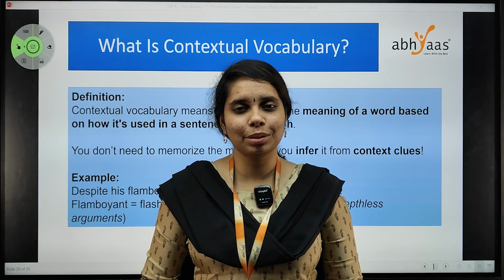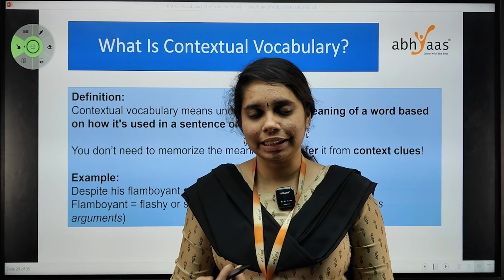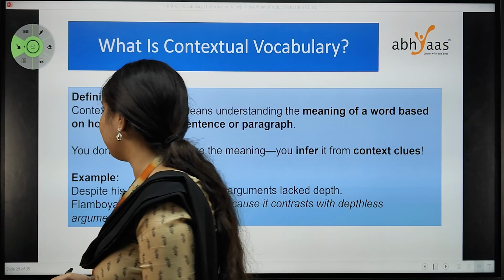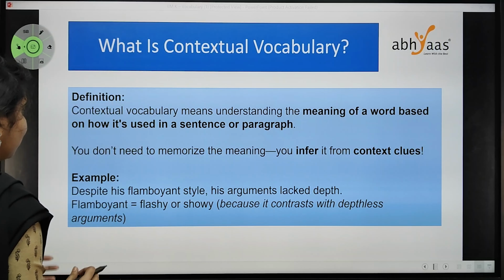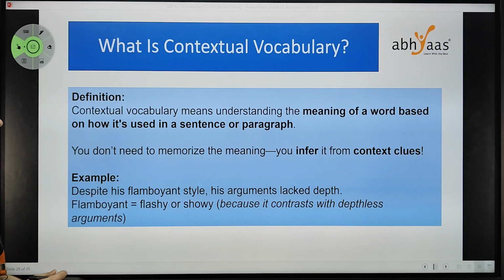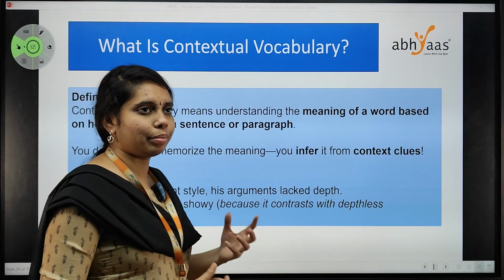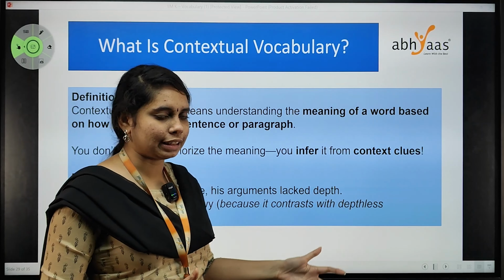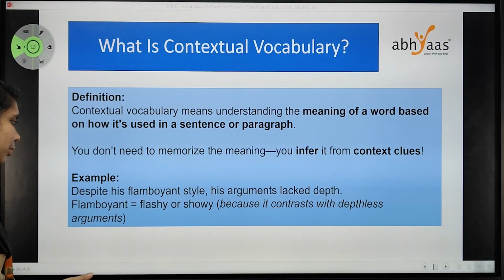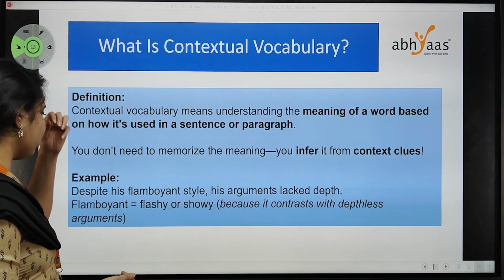So we have been discussing some models on vocabulary. So let's start today's video with contextual vocabulary. So what is contextual vocabulary? It's something where you try to decipher the meaning, you try to infer the meaning from the given sentence or given passage, right? So it's the thing where you don't need to memorize the meaning.